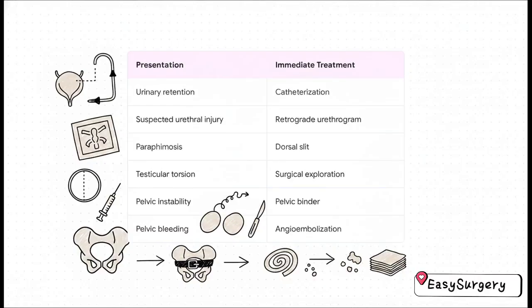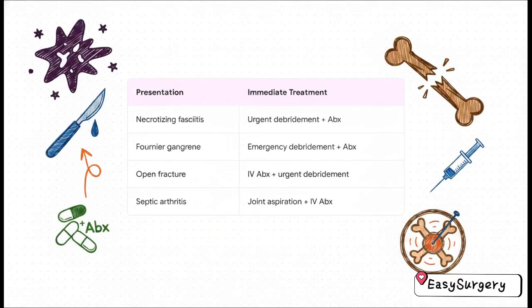And for pelvic fractures, your intervention matches the threat level. If the pelvis is unstable, you throw on a pelvic binder. But if there's ongoing bleeding, you're escalating to angioembolization or pelvic packing to gain control. Let's wrap up our emergency triage by talking about infectious and orthopedic emergencies. The defining feature here? Aggression. You cannot wait on these. Necrotizing fasciitis requires urgent, aggressive surgical debridement paired with heavy, broad-spectrum antibiotics.